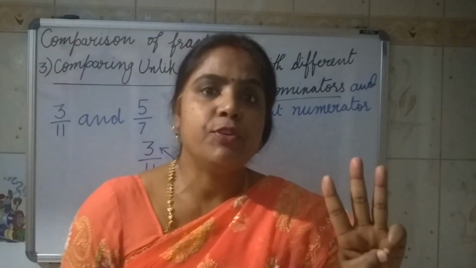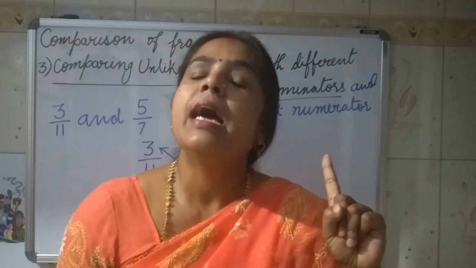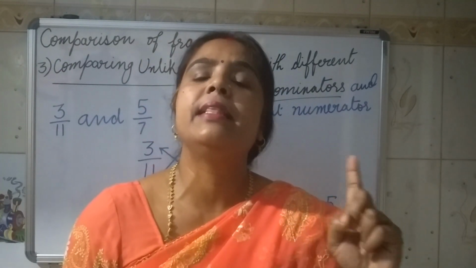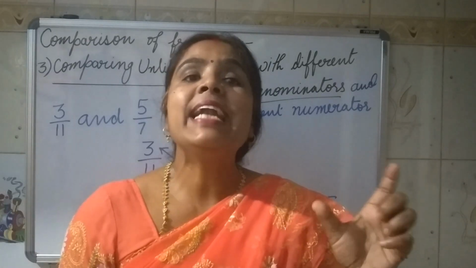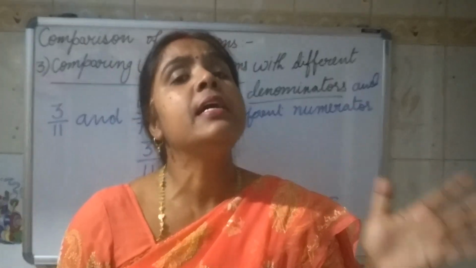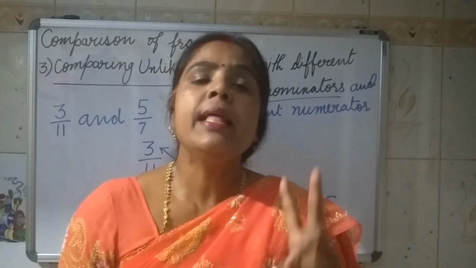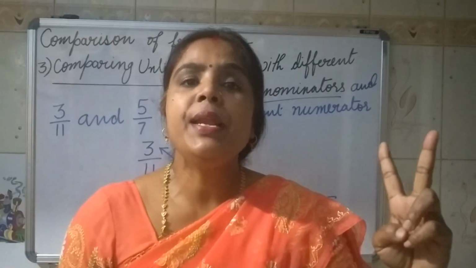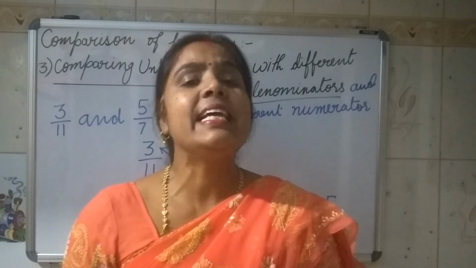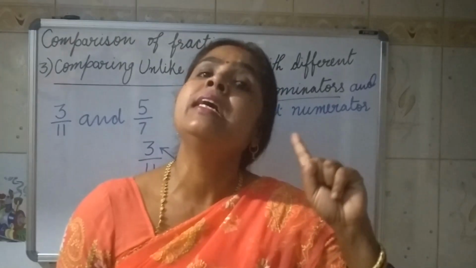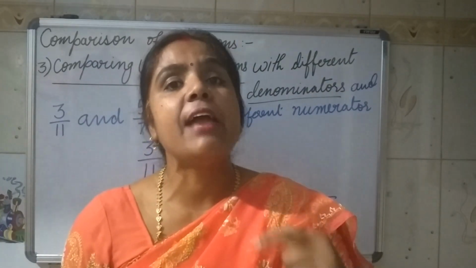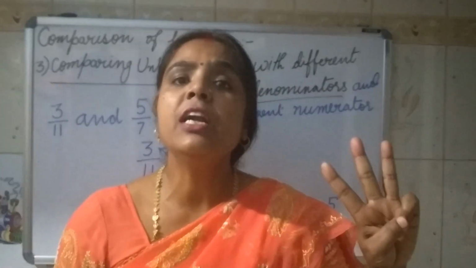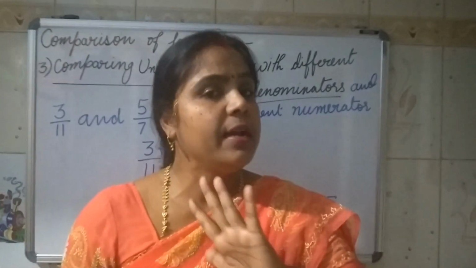There are three types of things. The first one is like fractions. In like fractions, we have the same denominator and different numerators. In that case, the greater numerator is the greater fraction. Okay. The second one is unlike fractions with the same numerator and different denominators. In that case, the smaller denominator is the greater fraction. The fraction which has the smaller denominator is the greater fraction. And the third one is when numerator and denominator both are different.